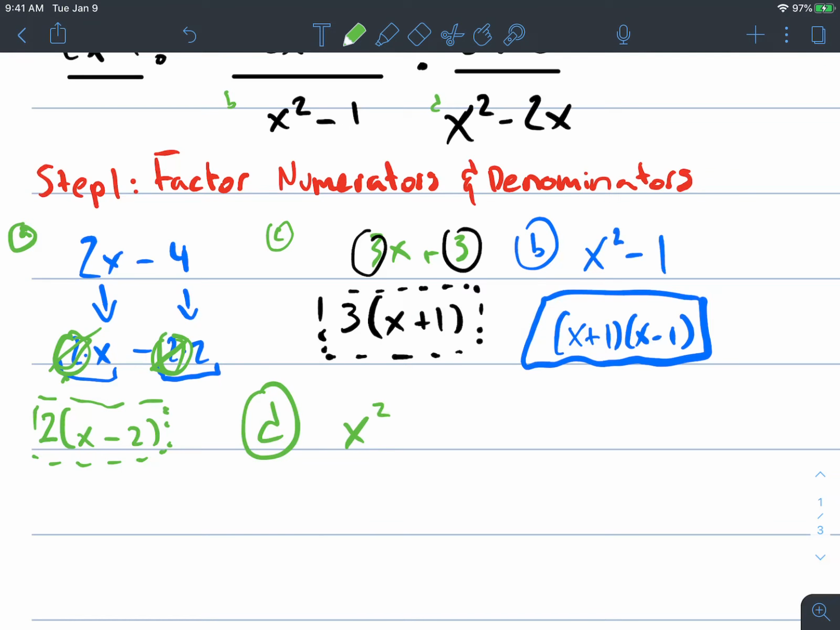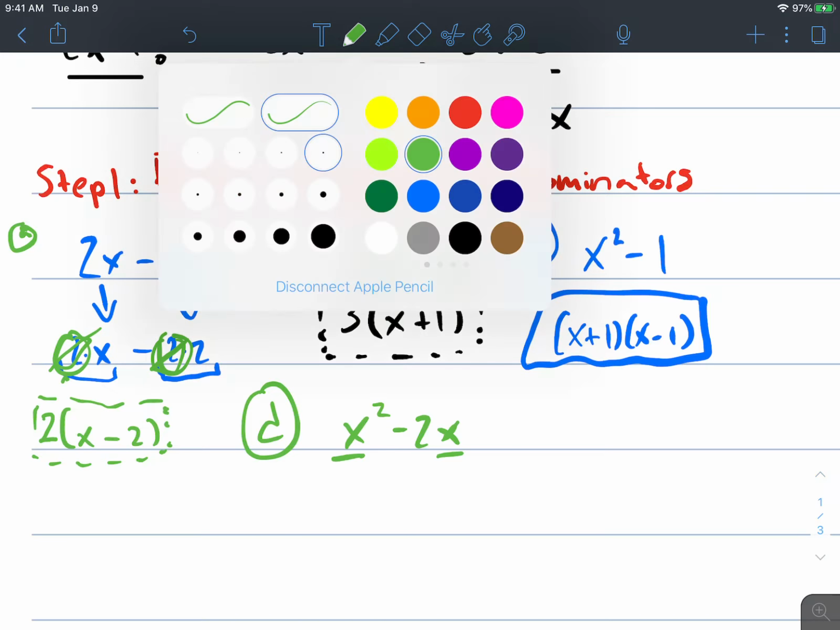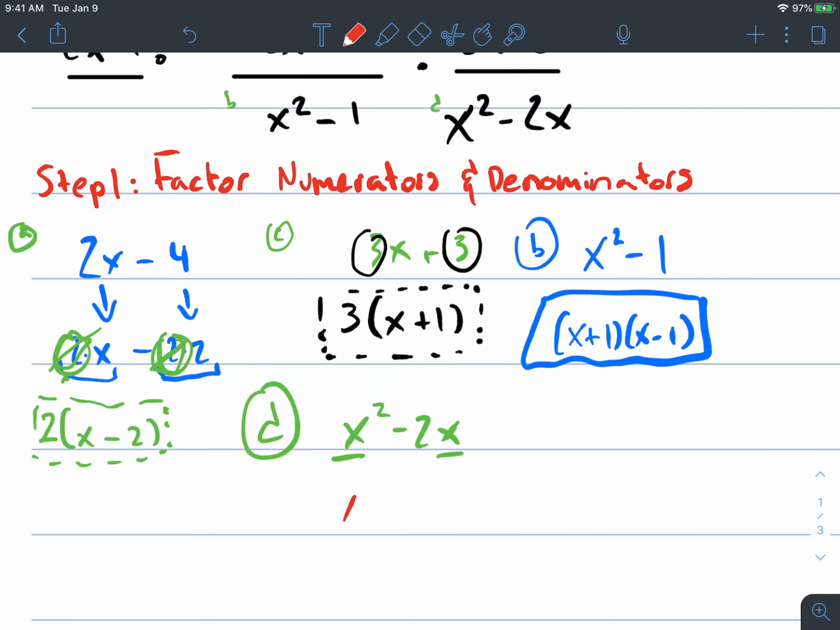Now we have x squared minus 2x. This has two x's here and this has one x, so we're going to factor that out. That's going to be x times x minus 2. Remember, this here is x times x, so you can take this one out with this one. Remember, this is A, this is B, C, and D.